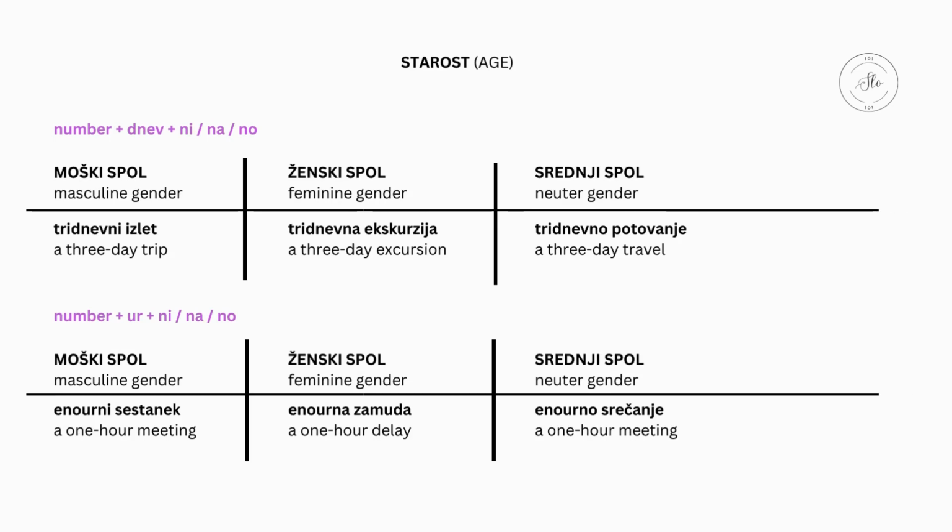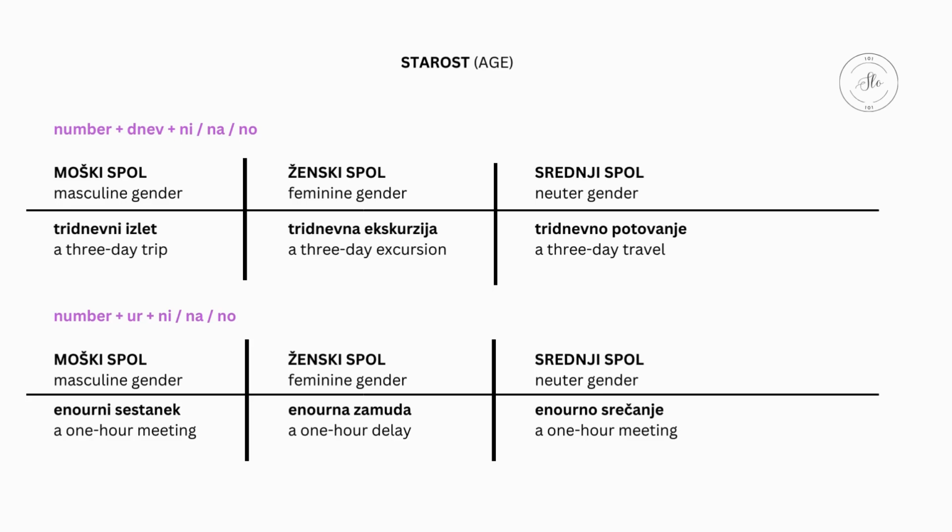In the case of days, we first put a number, then dnev, then suffix ni for masculine gender, suffix na for feminine gender, and suffix no for neuter gender. Let's look at examples. 3-dnevni izlet, 3-dnevna ekskurzija, 3-dnevno potovanje.